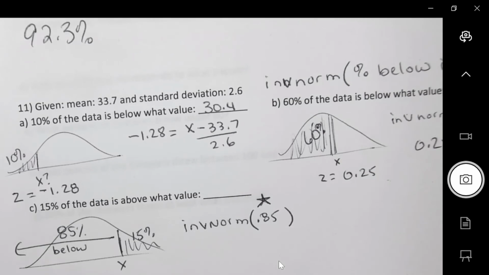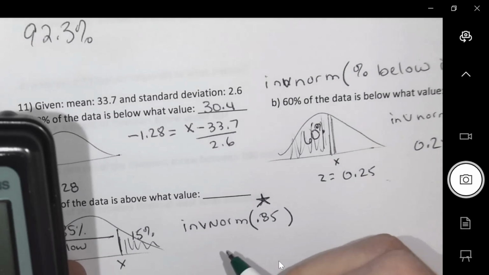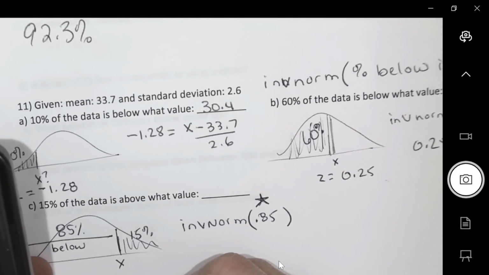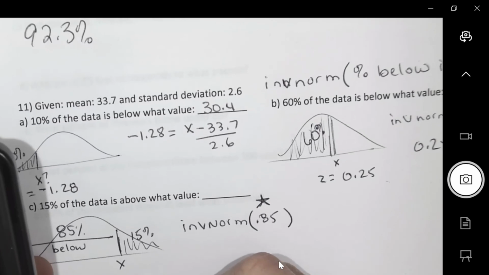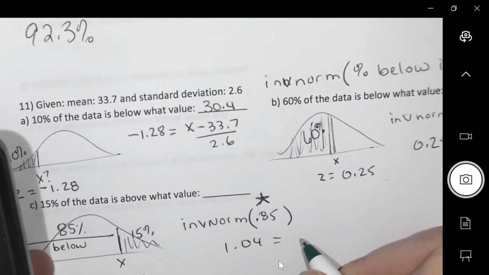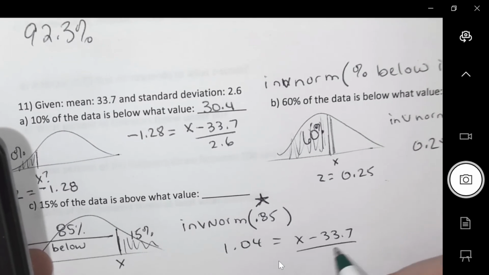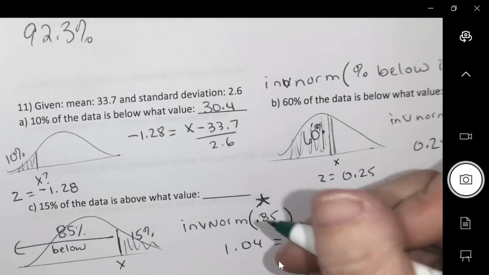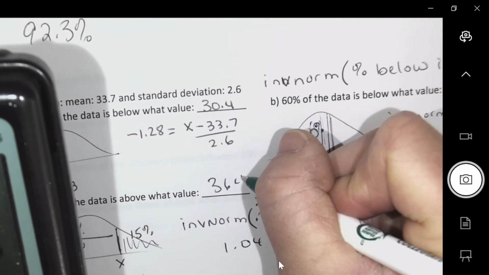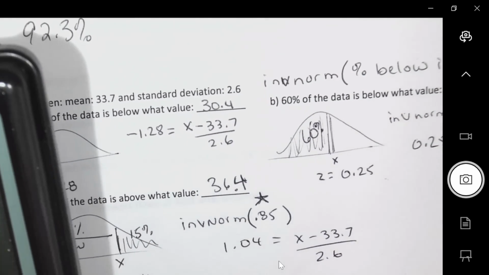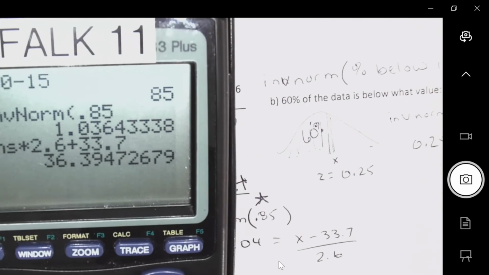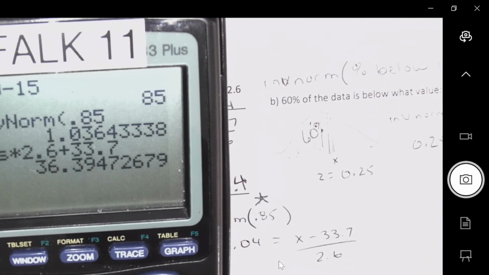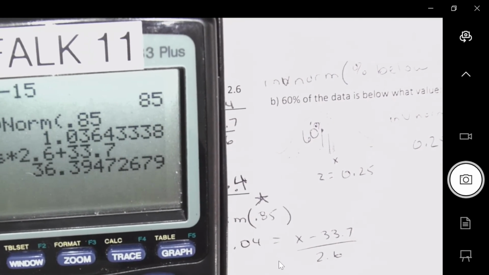Okay, so I'm going to do that. So Z equals 1.04. Okay, once I get the Z score, I'm going to times by 2.6 and add the 37 again.